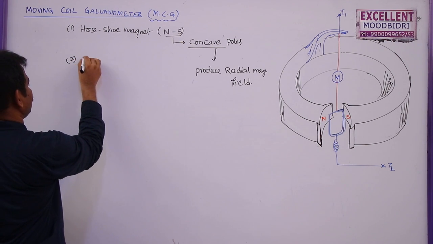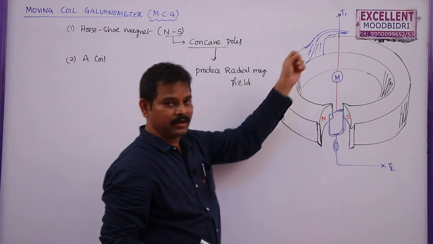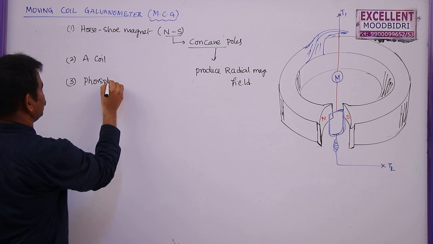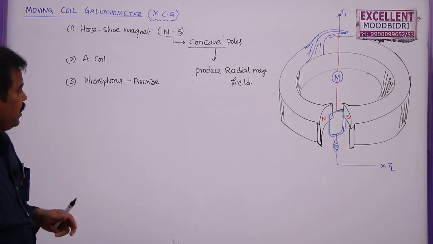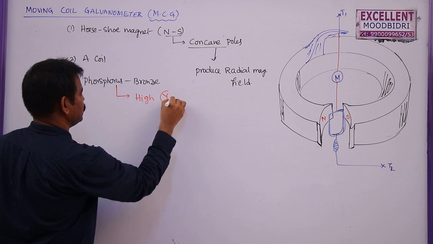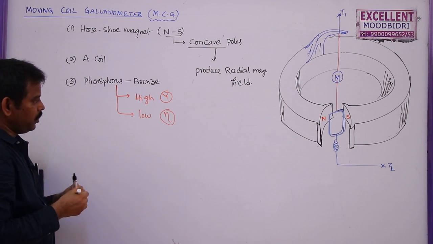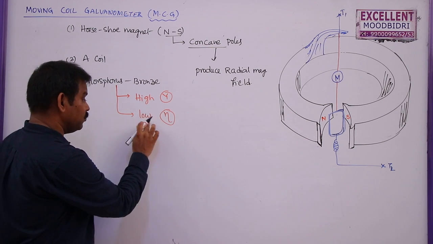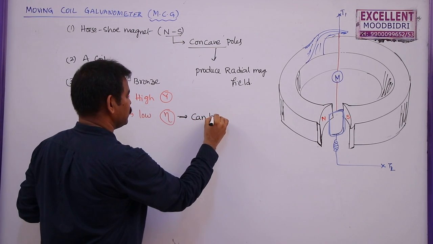The second part is a coil suspended from a phosphor bronze wire. This red colored line is a phosphor bronze wire. It is an alloy of phosphorus and bronze. The phosphor bronze wire has high Young's modulus and very low rigidity modulus. If Young's modulus is more, it is not easy to stretch, and if rigidity modulus is less, it can be twisted easily.